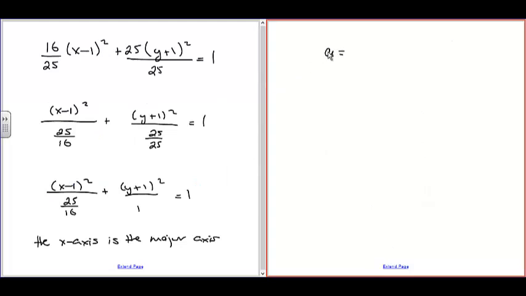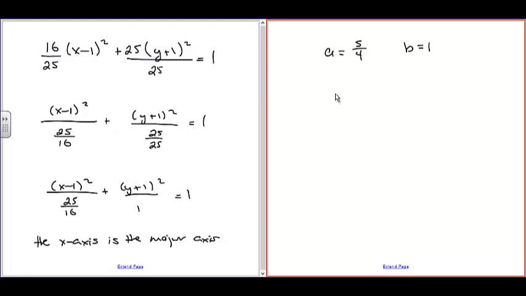So A, which is the length of the major axis, is going to be equal to 5/4 because you take the square root of 25, you get 5. The square root of 16, you get 4. The square root of 1 is 1. So B squared is 1. So B is 1.